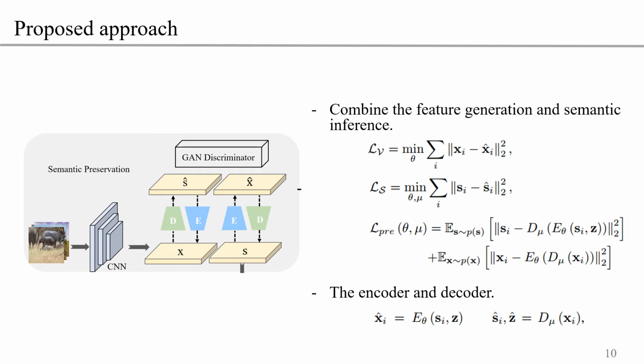So, we adopt adversarial learning for the visual semantic pairs. The discriminator is designed to distinguish whether the input is from the output of the generator or the real data distribution.